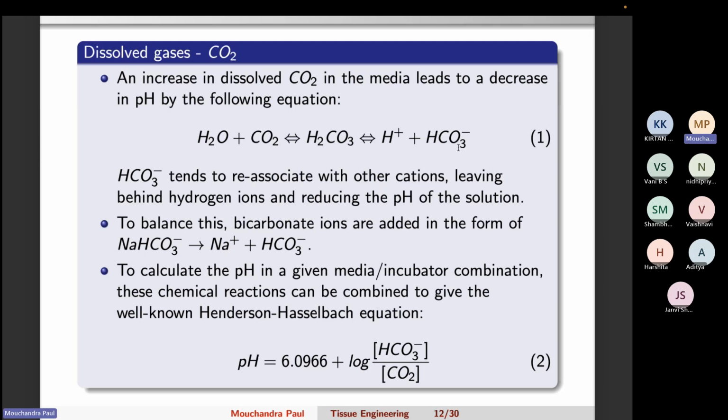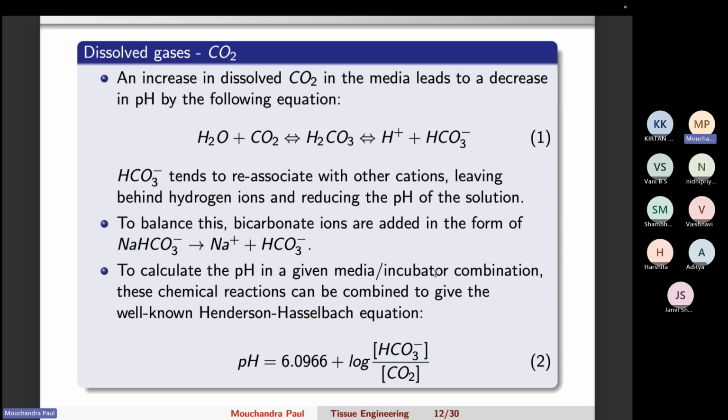Okay, that means the reaction should not move towards the carbonic acid side, that is, towards the left side. If it happens, then the pH will become acidic. So in order to increase the concentration of the bicarbonate ion, we add sodium bicarbonate, which releases this excess bicarbonate ions. And if you want to calculate what the pH is of the given media and the incubator.